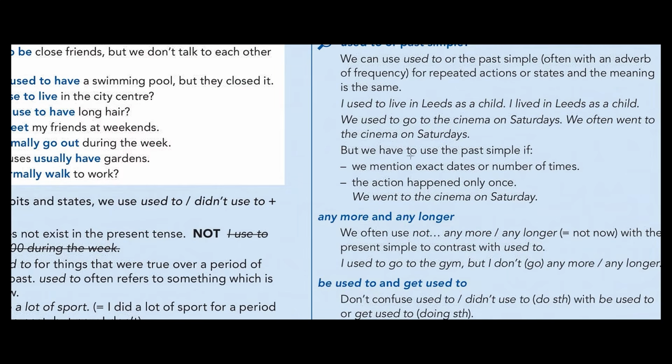Единственное, что мы должны использовать past simple, если мы упоминаем какие-то точные даты или число раз, когда это происходит. То есть yesterday — уже никакого used to не будет. Или действие вообще случилось только один раз. То есть мы пошли в кинотеатр в субботу. Это не про привычку, поэтому used to здесь уже никак не подойдет.